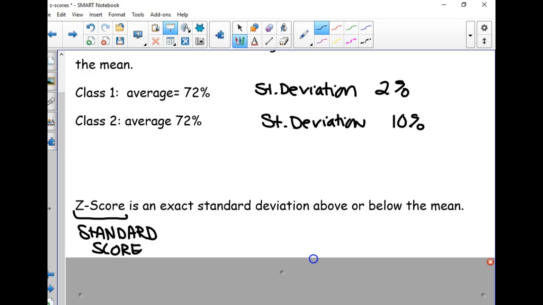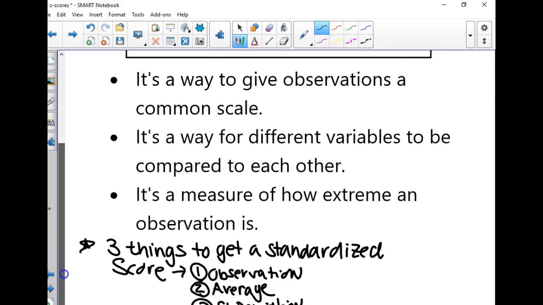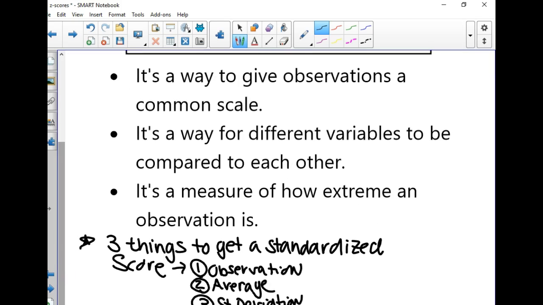You can be below the mean. So a Z-score tells you exactly how many standard deviations you are above or below the mean. Now, you know when I was telling you how extreme an observation is? This is something to note. If you have a normal distribution and a Z-score that is above or below plus or minus 2, that's considered extreme. My son's head size is considered extreme. The percentage of people that have it is very small.